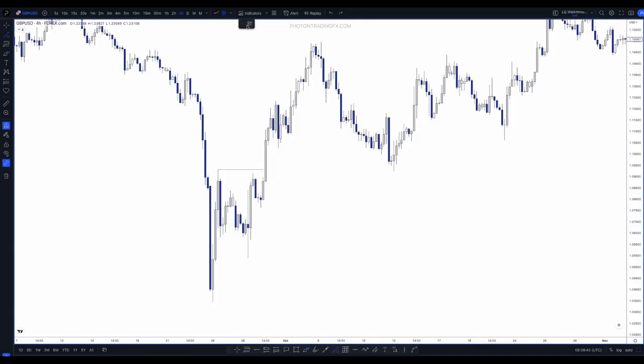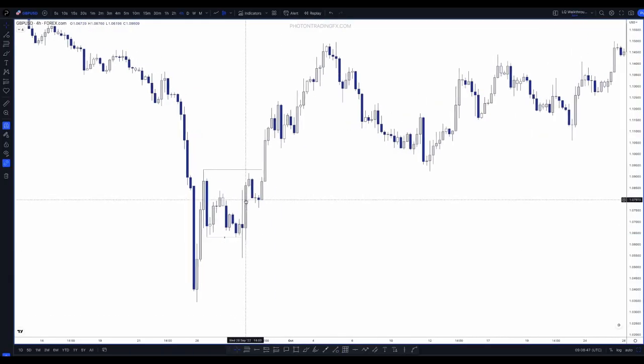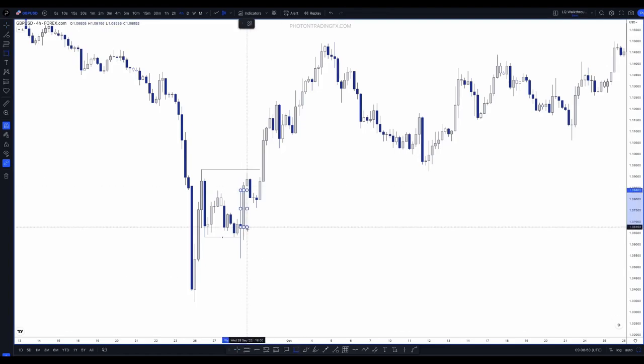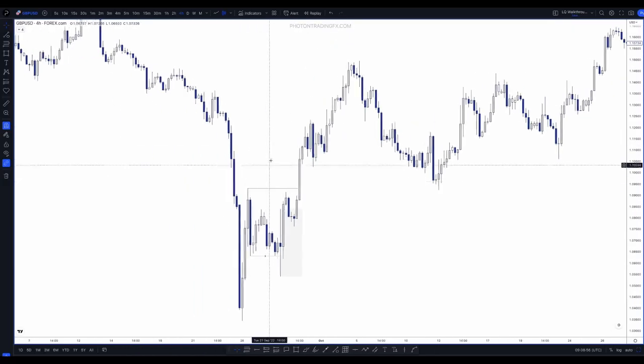So let's just draw these on. It's quite a big candle, so it's a bit of a messy zone, but essentially you get that large sell to buy candle with the next candle closing above it. Price taps into that, and that leads to the move that then breaks structure.